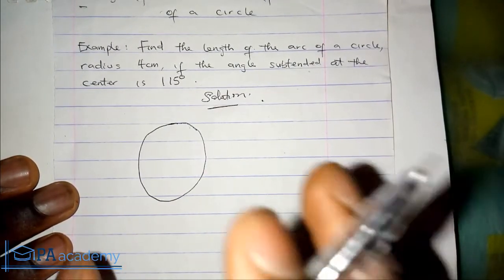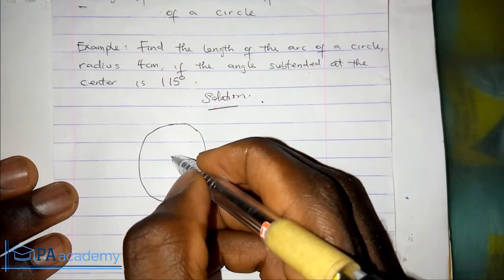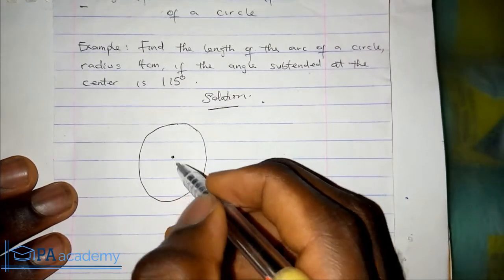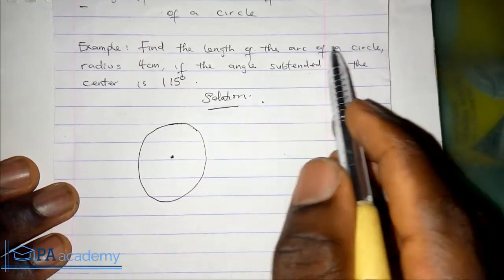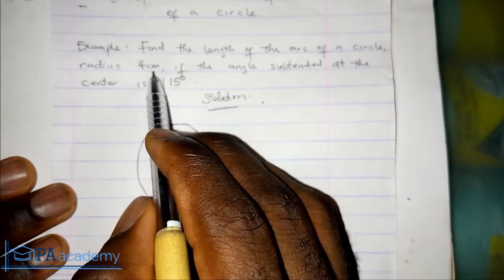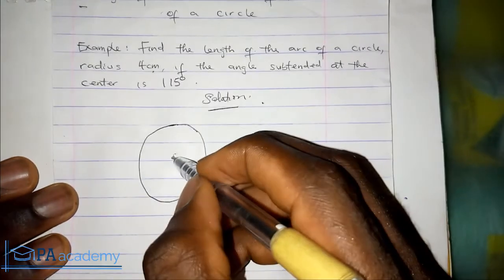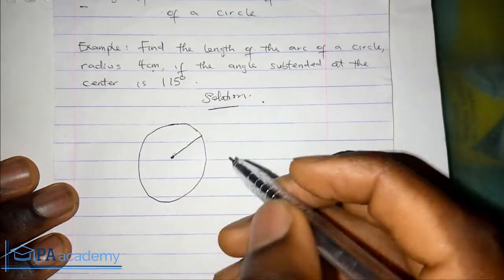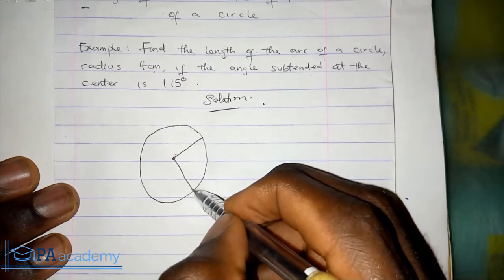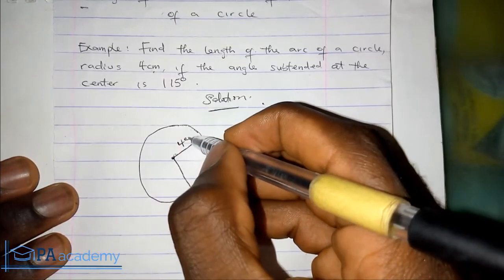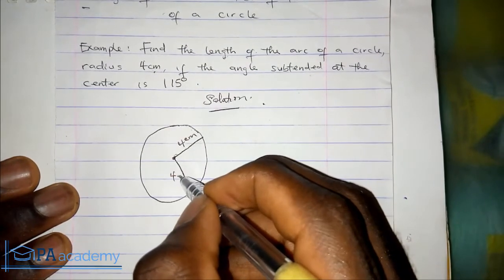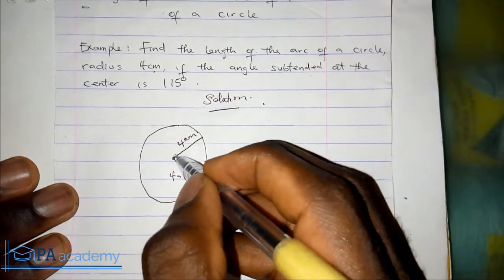Although this is not a perfect circle, I'll use it just to explain. This is the center of the circle. The question says to find the length of an arc of a circle whose radius is 4. Our radius is 4, so if you draw it to this side, this line is 4 cm and this line is also 4 cm.